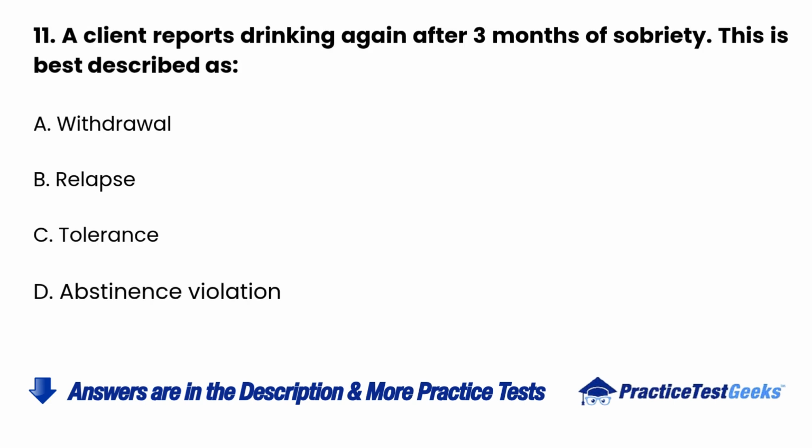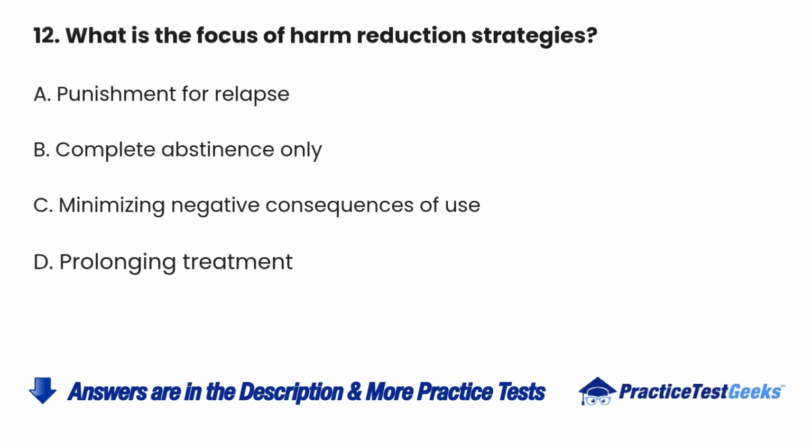11. A client reports drinking again after 3 months of sobriety. This is best described as A. Withdrawal. B. Relapse. C. Tolerance. D. Abstinence violation. 12. What is the focus of harm reduction strategies?